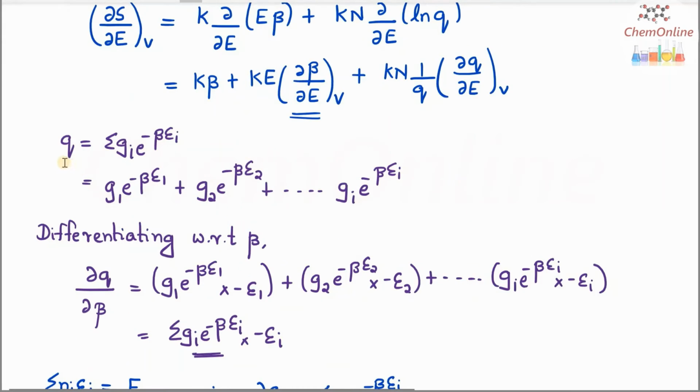Now the partition function Q equals summation gi e raised to minus beta epsilon I, which is equal to g1 e raised to minus beta epsilon 1 plus g2 e raised to minus beta epsilon 2 plus etc.